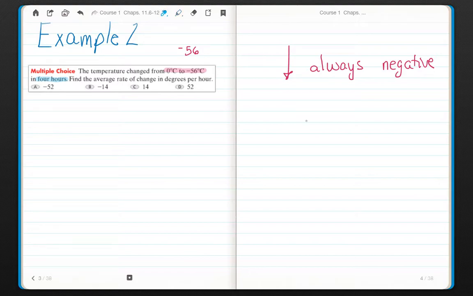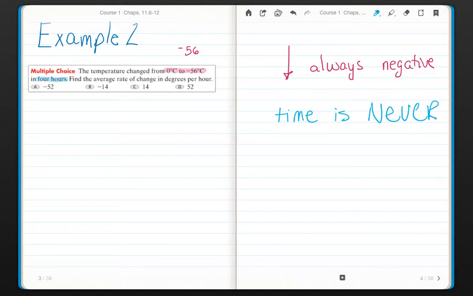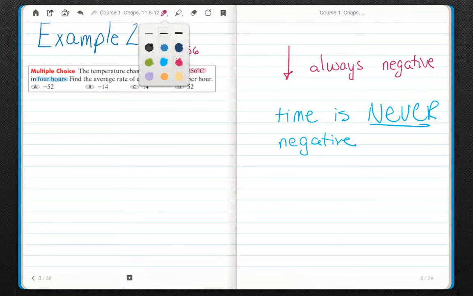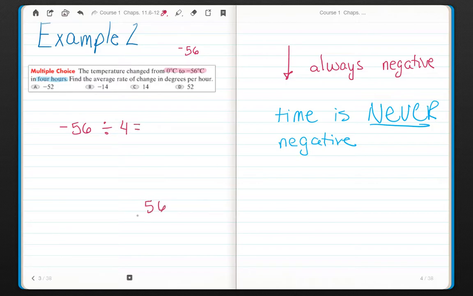Time is never negative. Neither is distance, but in this case, we're worried about time. So my word problem then will be negative 56 degrees divided by 4 hours equals 56 divided by 4. Bring down the 6. 14. So 56 divided by 4 is 14. However, I have one negative, so it is negative 14 degrees.